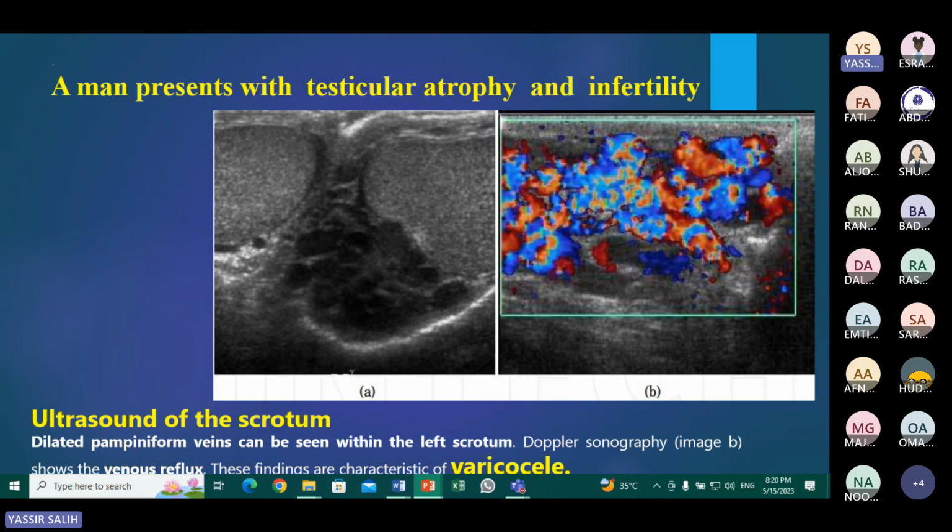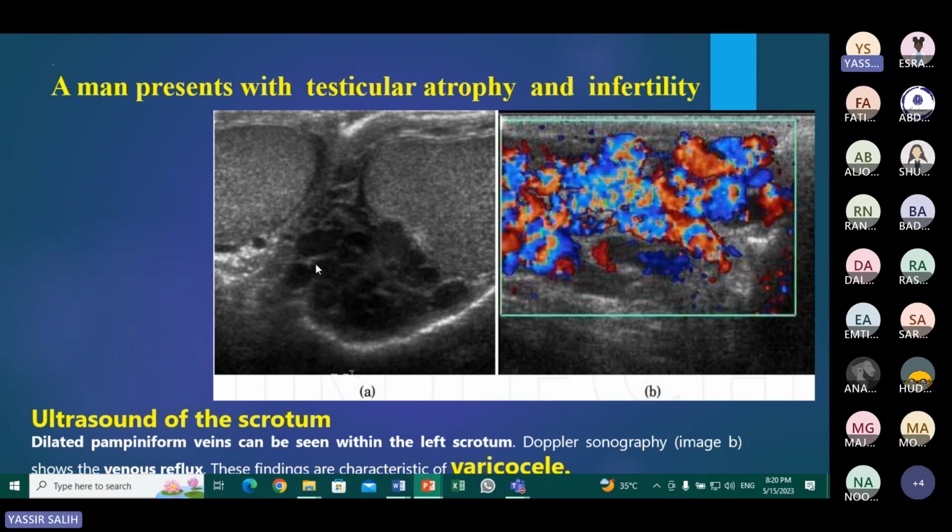This patient presents with a history of infertility and testicular atrophy. What is the imaging modality? X-ray, CT, ultrasound? This is ultrasound. What is this? Testes. Yes, we have testes and this is the other testes.